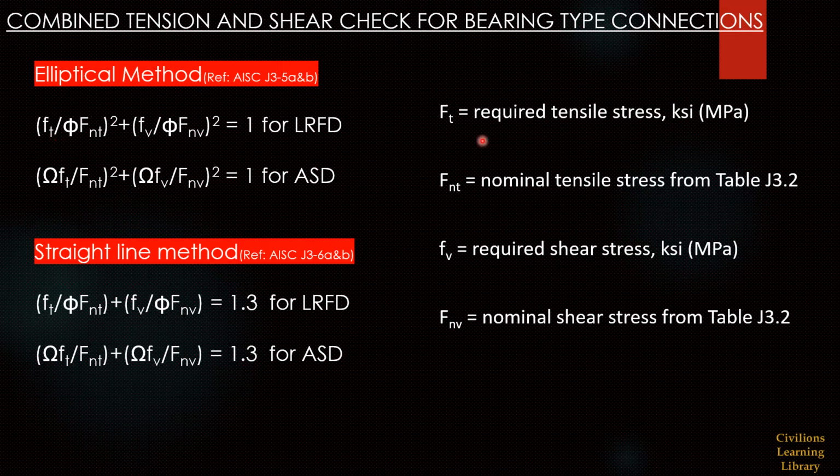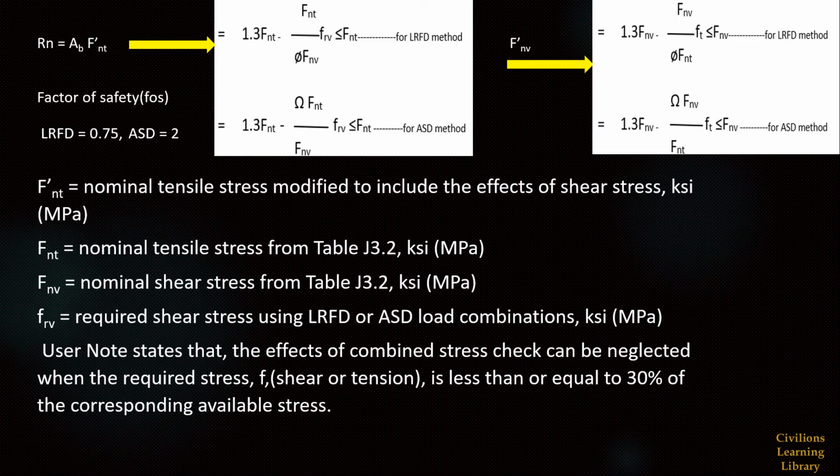Here Ft is the required tensile stress and Fnt is the nominal tensile stress, which we can get from this Table J3.2, and Fv is the required shear stress and Fnv is the nominal shear stress. So if you are checking for combined tension and shear, we can use this formula for calculation.